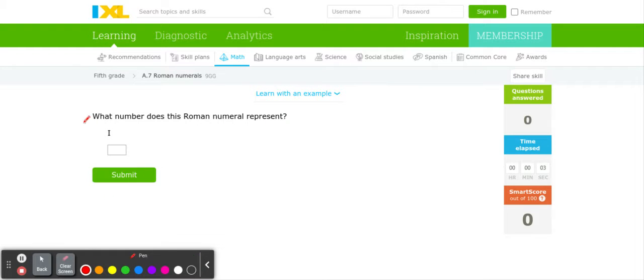So we're asked, what number does this Roman numeral represent? And we're given this I letter that represents a number in Roman numerals. Now Roman numerals is basically kind of like a number language. It uses letters to represent numbers.